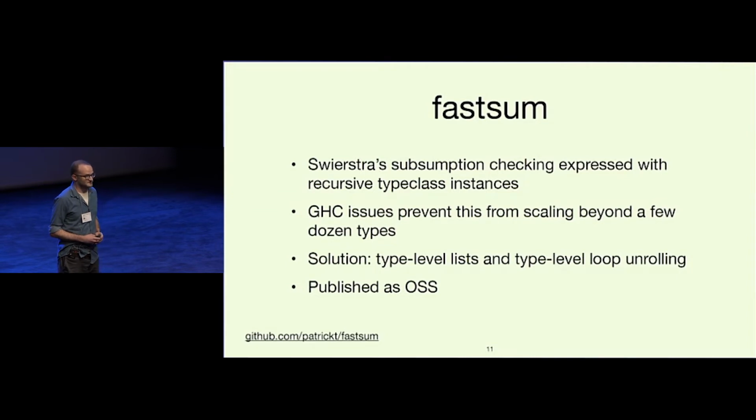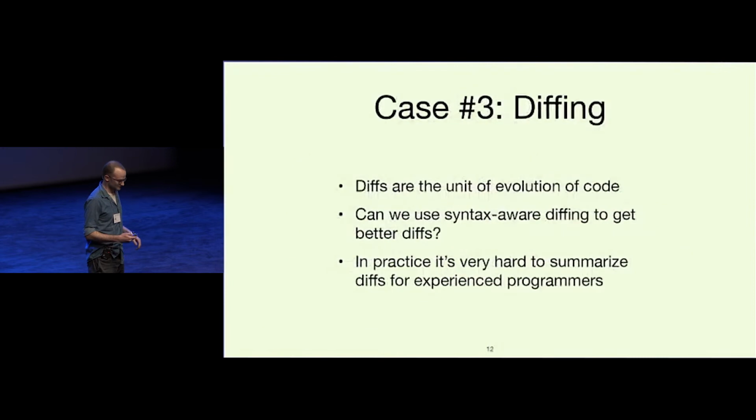When that's unrolled with some Template Haskell that would make your eyes bleed if you ever looked at it, it worked fast enough. And so we took this approach and published it as a library on a package called FastSum. And it's open source, it's out there, people are using it, we're using it.